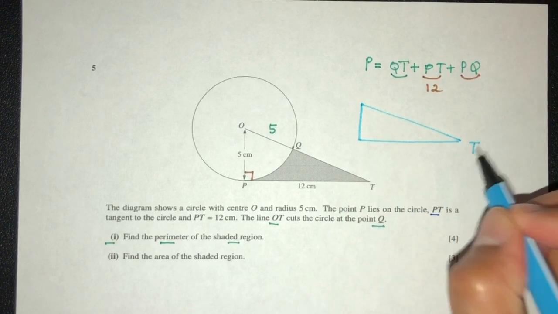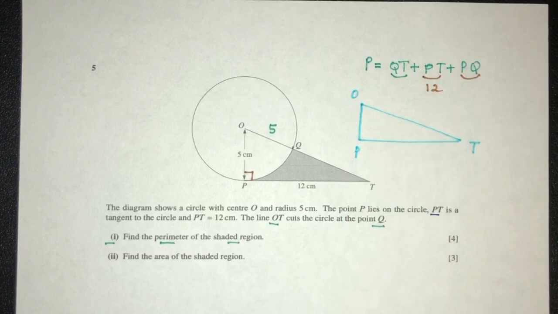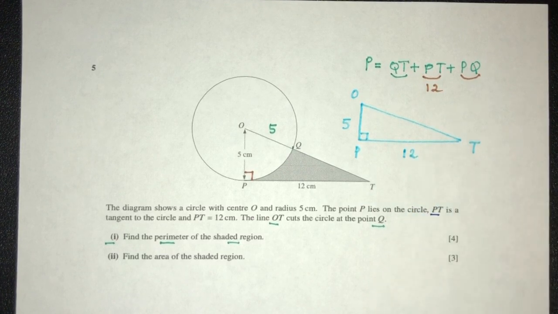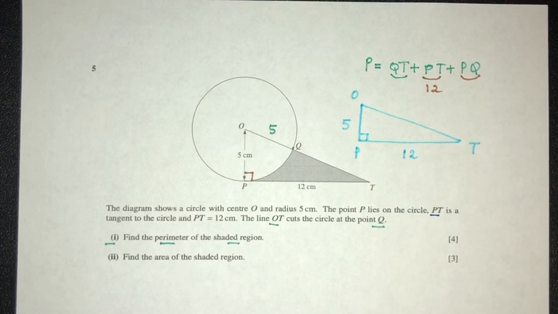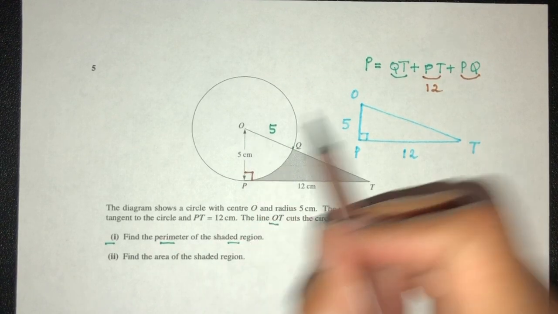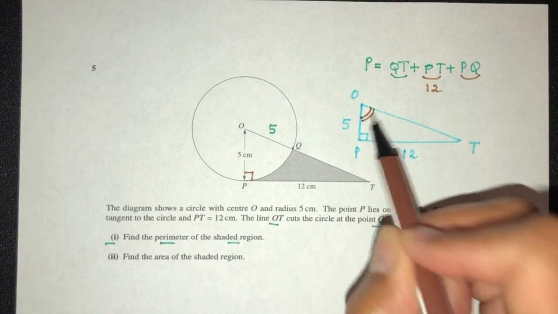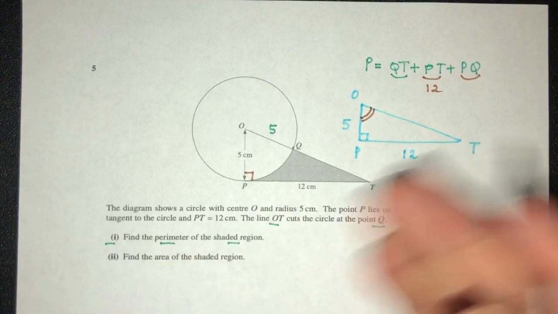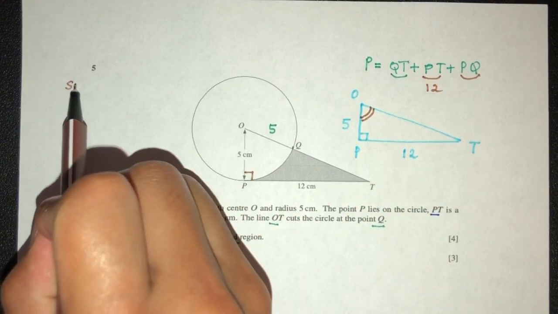So we have T here, we have P here, we have O here. This is 5, this is 90, and this is 12. Now, to find the side PQ, we know it is the length of an arc. We have to find the angle, this angle, right? To find this angle, obviously we can use SOHCAHTOA because it is a right angle triangle. So let's use SOHCAHTOA.